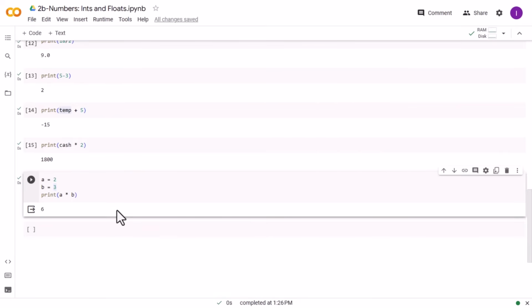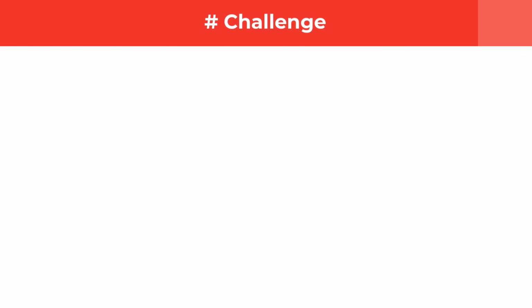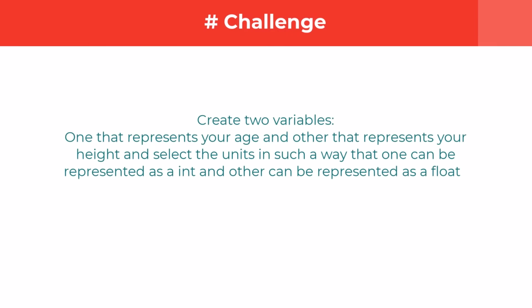So we have learned how different types of data structures are required to store and manage various types of information. Also, we have learned how we can perform basic mathematical operations with variables. Now it's time to test our knowledge. So let's have a quick challenge. In this challenge, I want you to create two variables, one that represents your age and the other that represents your height. And select the units in such a way that one can be represented as int and the other can be represented as a float. So hit pause and take the challenge.